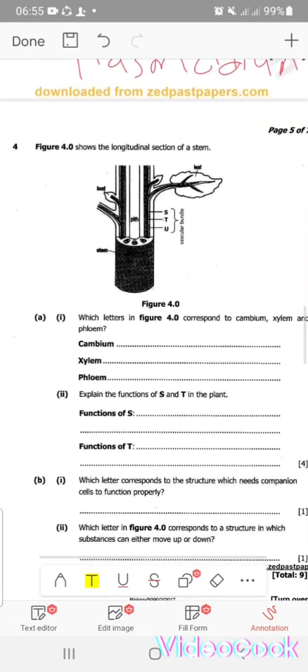Question 4 of section A, 2017. Figure 4.0 shows the longitudinal section of the stem.